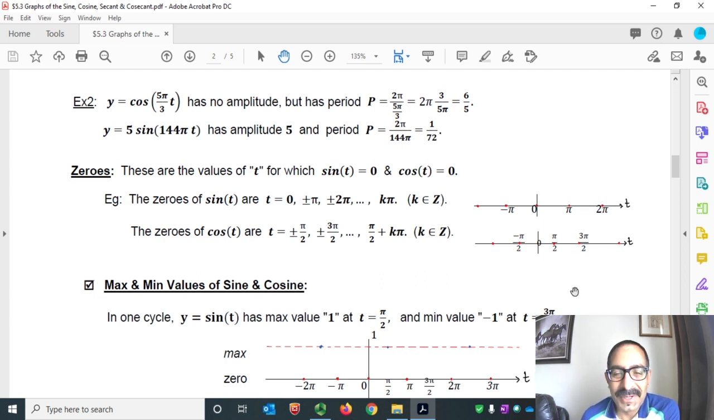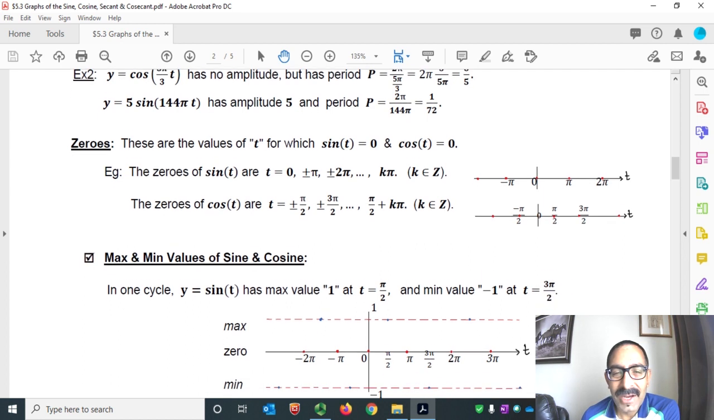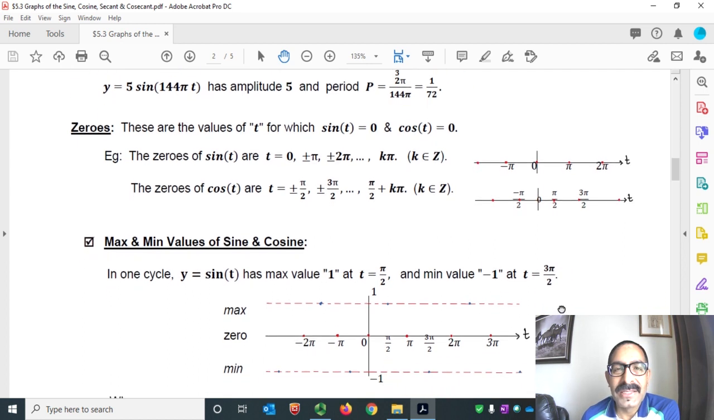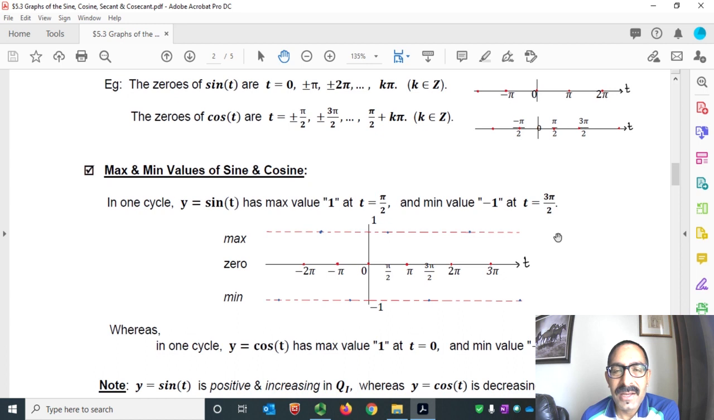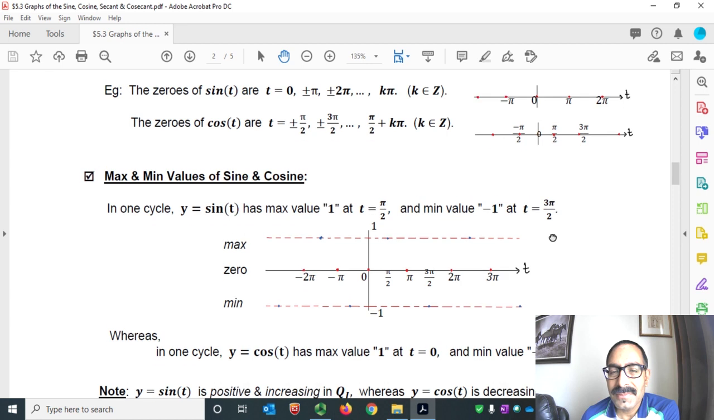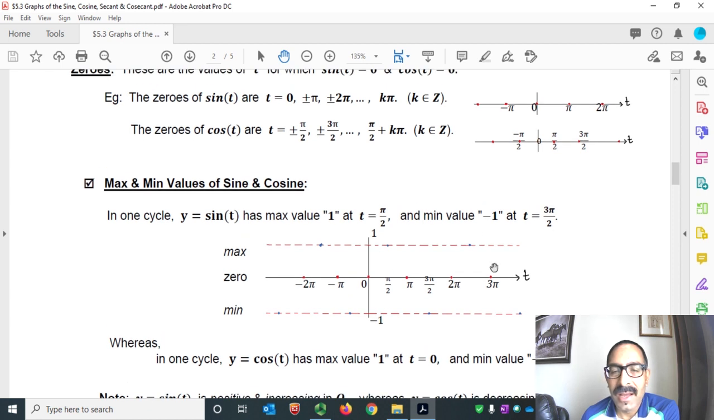Now let's move on. Now we know the zeros of sine t and cosine t. Next, let's talk about maximum values and minimum values of sine functions and cosine functions. In one cycle, the sine function has maximum value 1 at pi half and minimum value minus 1 at 3 pi over 2, as well as plus minus these.